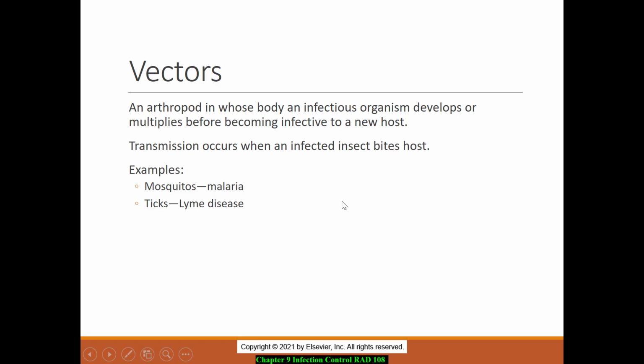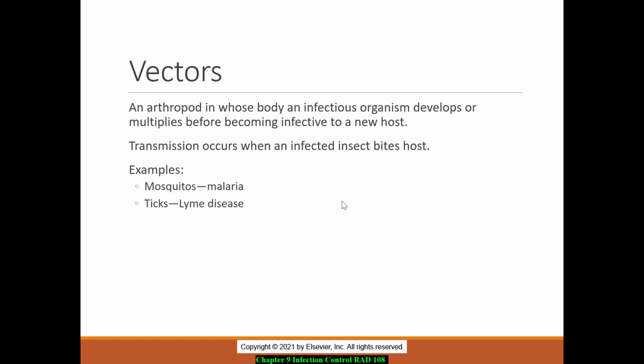So in your registry review content that's put out by the ASRT for getting you ready for your ARRT, 2 items are individually listed on those: fomites versus vectors. So what I want you to remember about a fomite is, again, this is something that's been contaminated.